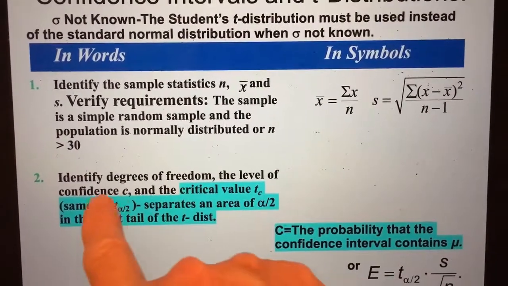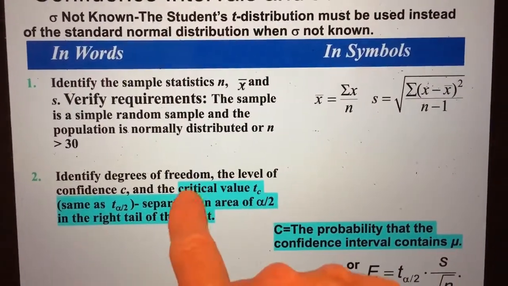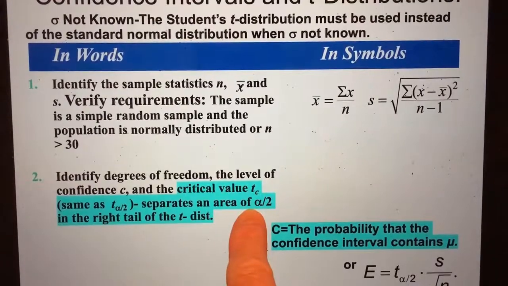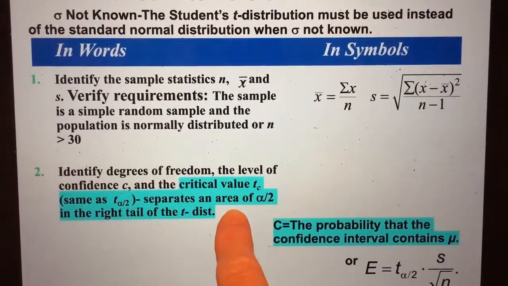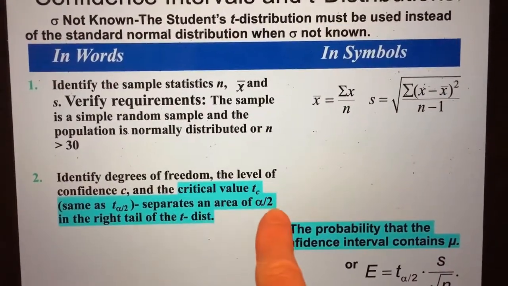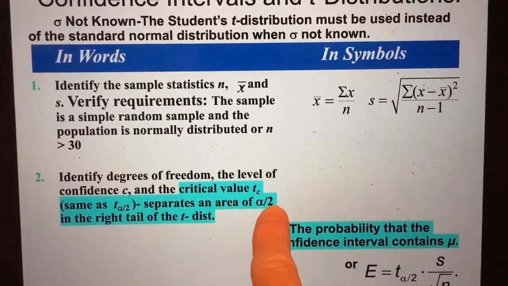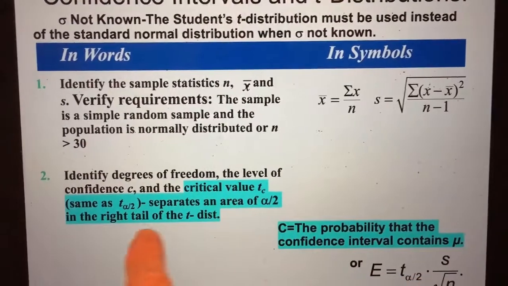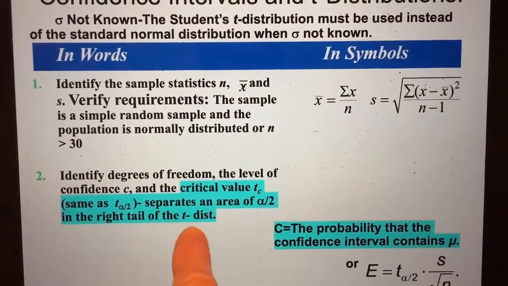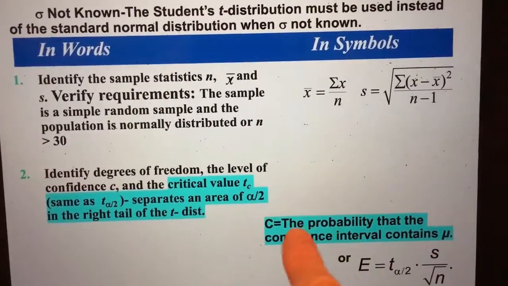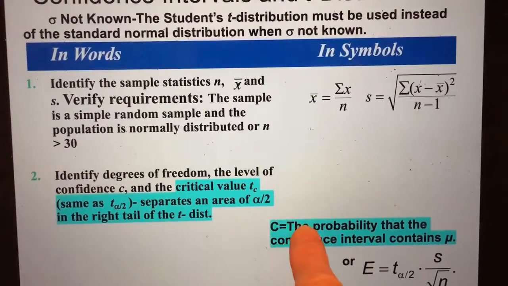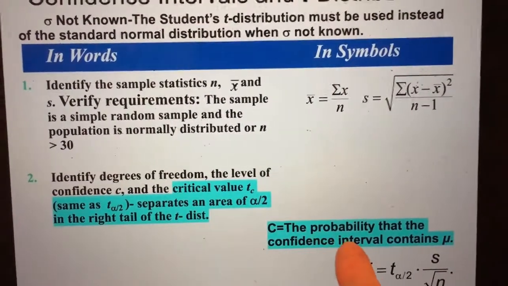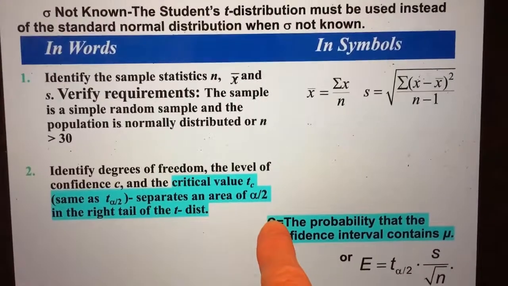Okay, so we need to know the level of confidence, and then we can find that T value, or the T critical value. That's going to do the same thing that we did when we had the Z table. It separates an area of alpha over 2 in the right tail of the T-distribution. And then C is the confidence level, and 1 minus alpha is C.